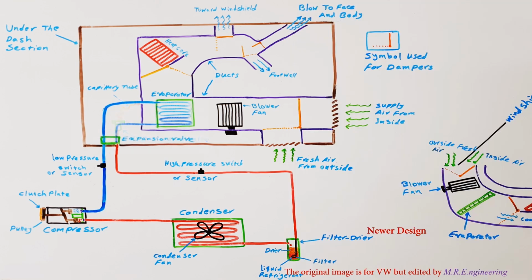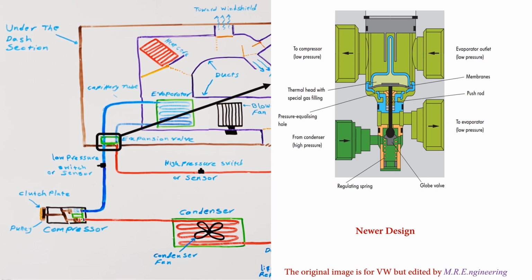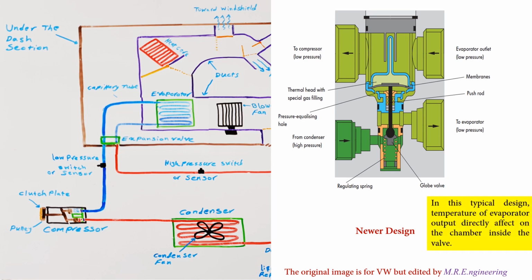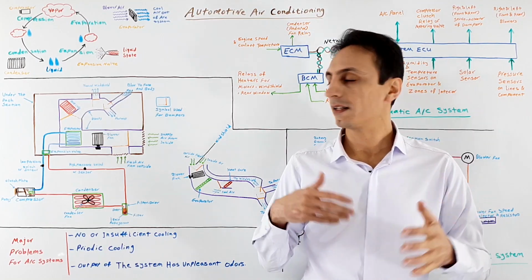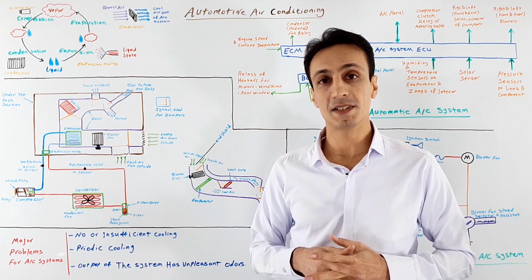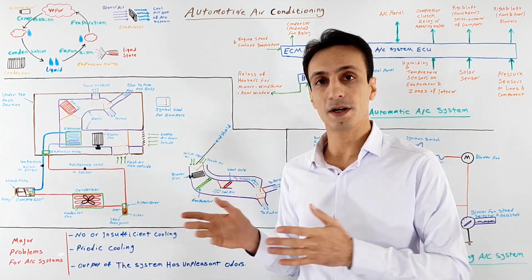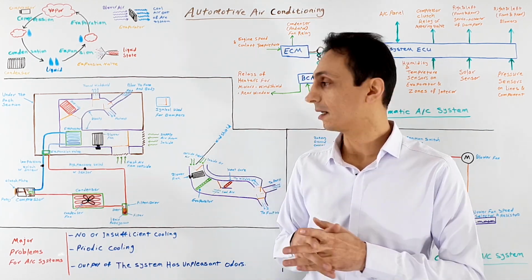But modern valves don't have this tube on the outside, but the evaporator output passes through the valve and adjusts the size of the outlet for the expansion valve. Now I want to talk about another design for mobile AC systems that is less common, but maybe your car's AC system is based on that.